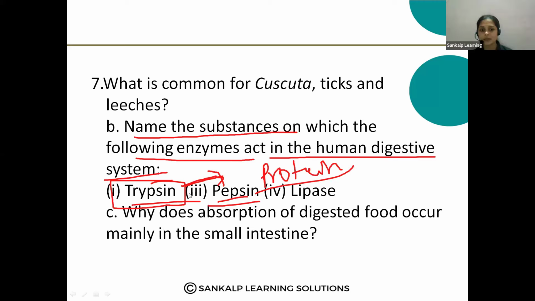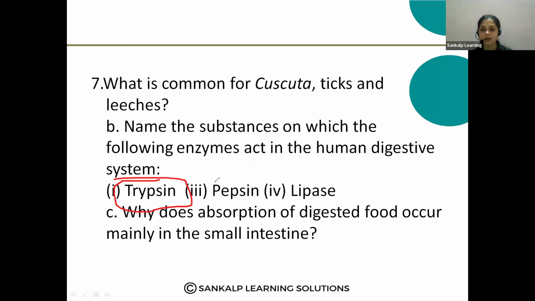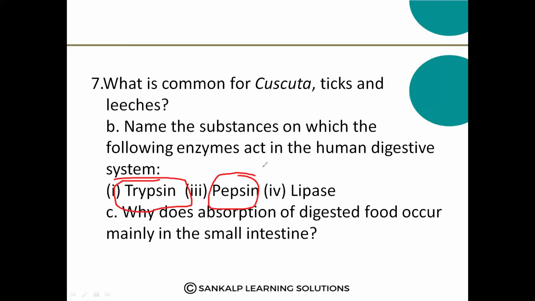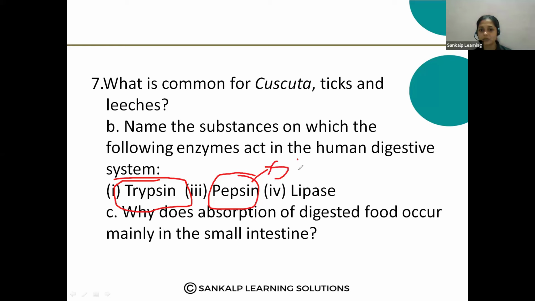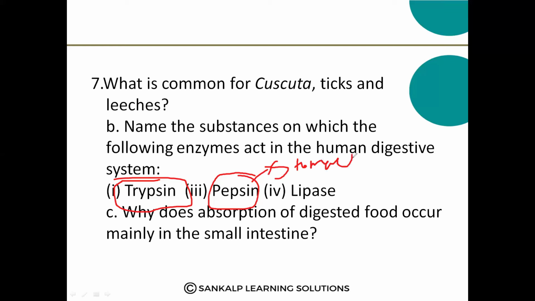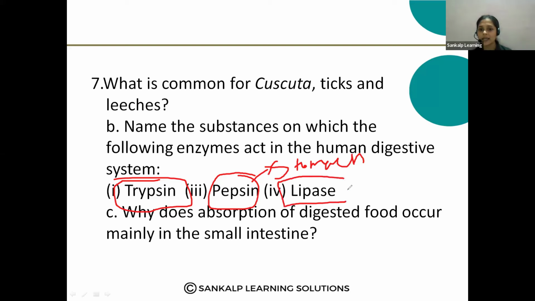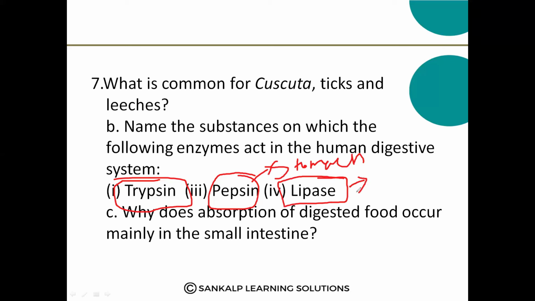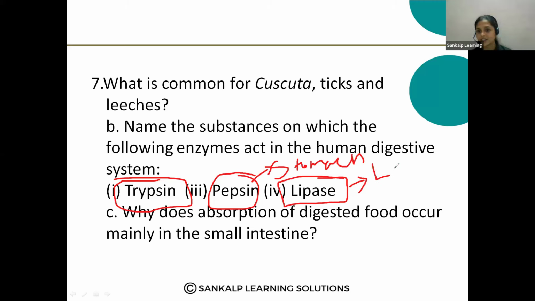Remember, trypsin is an enzyme present in the small intestine. Pepsin is present in the large intestine. No, wrong answer. Pepsin is present in the stomach. Both help in the digestion of protein. And lipase helps in the digestion of lipids. That acts on the lipids.